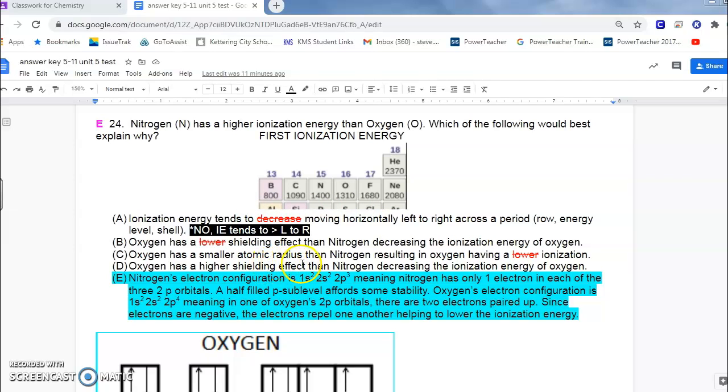Oxygen has a higher shielding effect than nitrogen. No, they have the same shielding effect, not higher. And letter E, we're hoping that one's right.